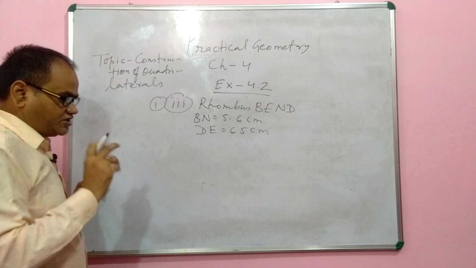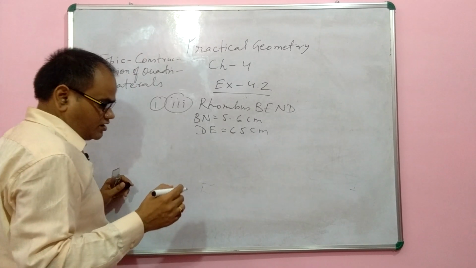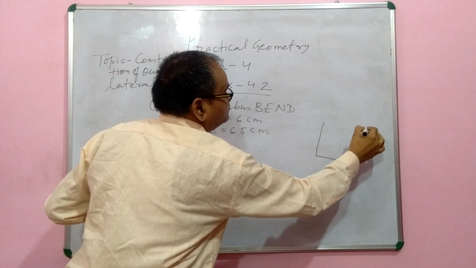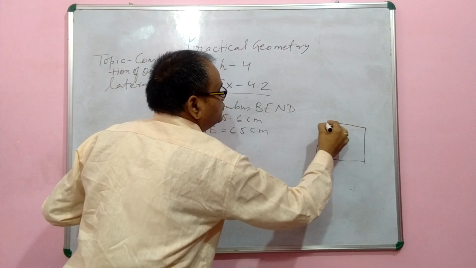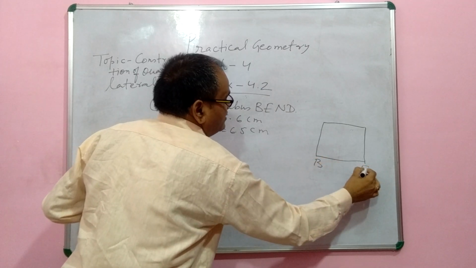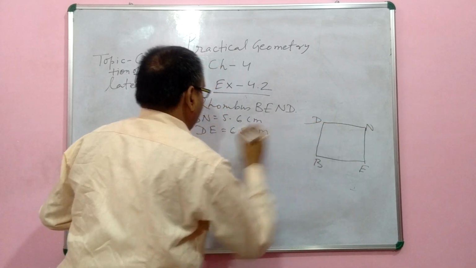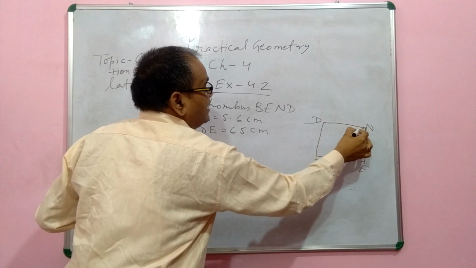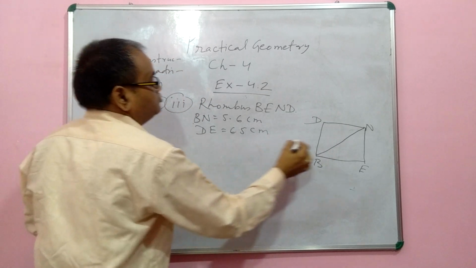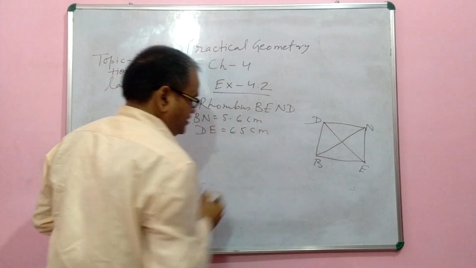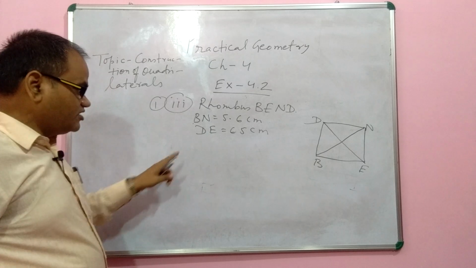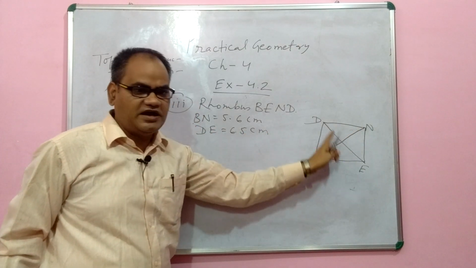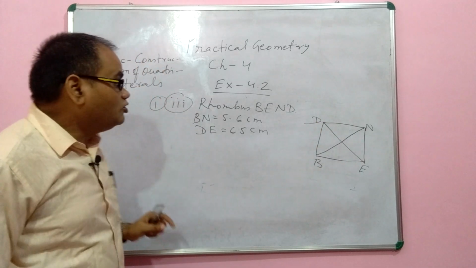Then how will you construct it? First, you have to draw a rough diagram. As I told you earlier, always draw a rough diagram. Now BN, what is given here? BN equal to 5.6, and DE equal to 6.5. It means in this question the lengths of two diagonals are given, BN and DE. These are the lengths of two diagonals. So how will you construct it?